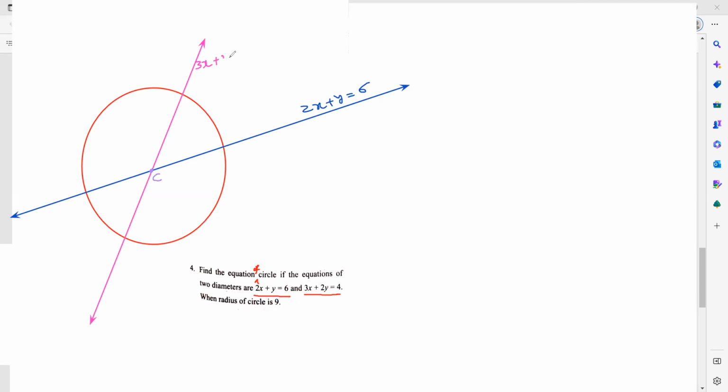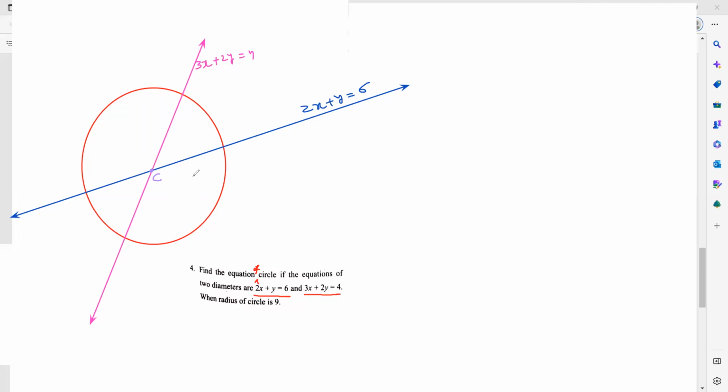3x plus 2y equals 4 is the equation of this diameter. These two diameters, which are straight lines, are going to intersect each other at the center of the circle. You always know the two diameters will intersect each other at the center, because the diameter passes through the center.